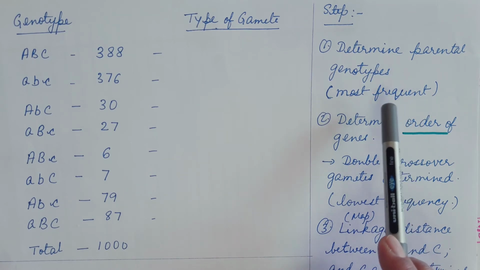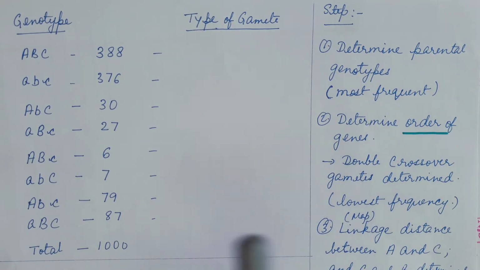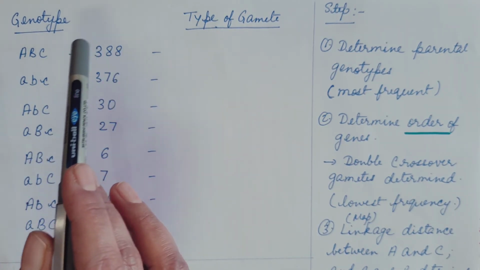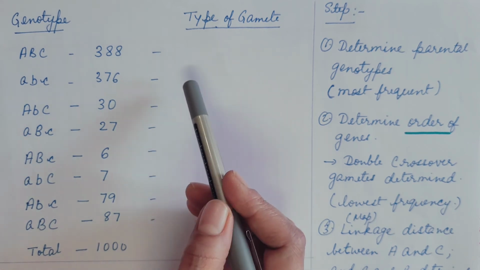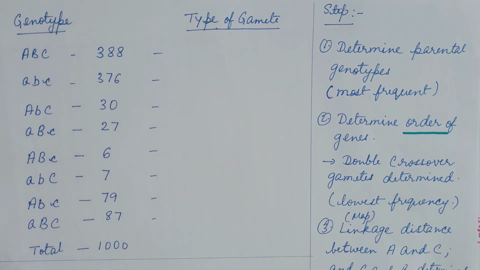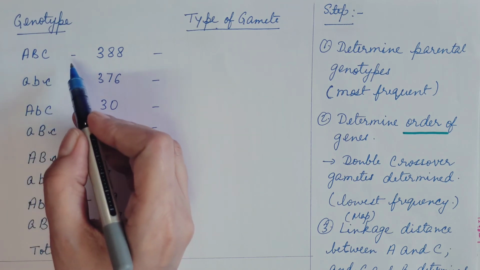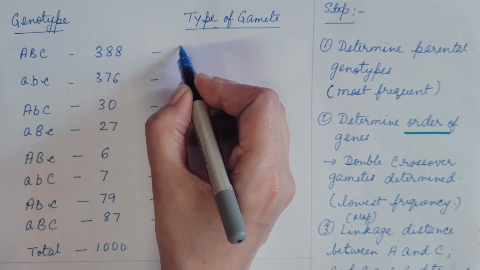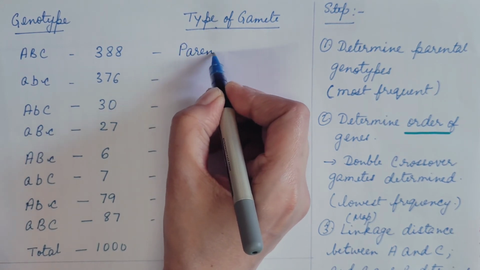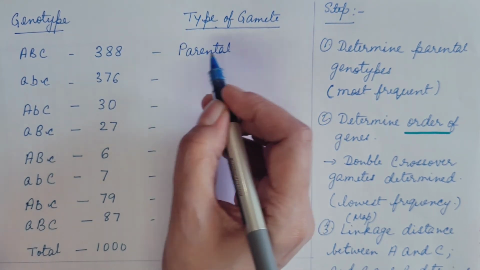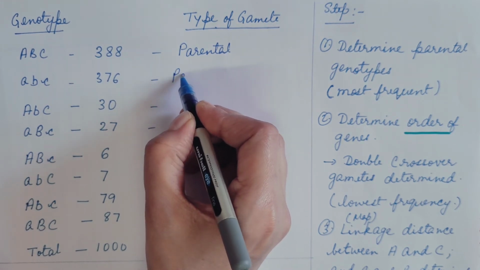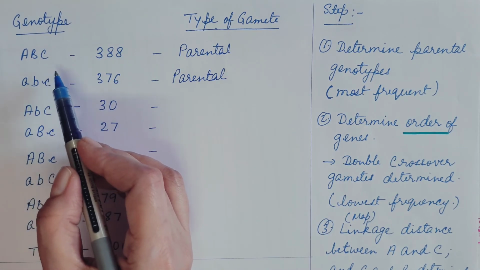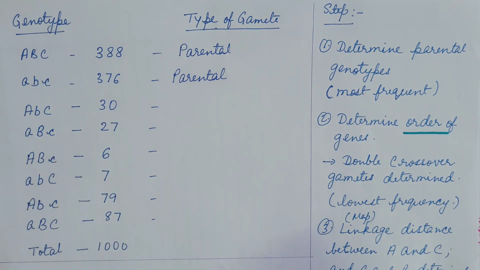What are the parental genotypes? The genotypes of the gametes which are present in the maximum number, the most frequent, are the parental genotypes. So here capital ABC and small abc are the parental genotypes. So now we have determined the parental genotype.